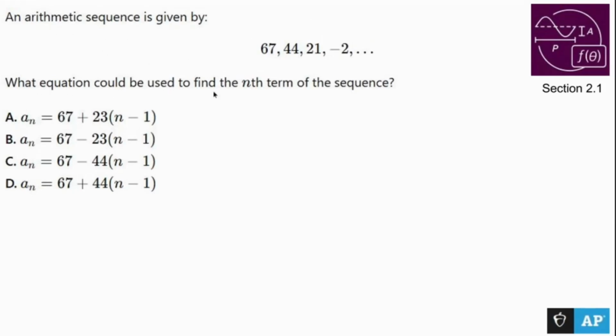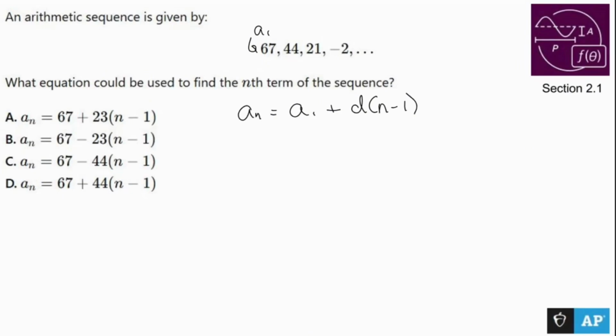So this is an arithmetic sequence, and an arithmetic sequence looks like this: a sub n equals a sub 1, which is the first term, plus the common difference times n minus 1. Sometimes people put the common difference after the parentheses. You can put it in front of the parentheses. It's all good. Now what we need to do is identify what we can. Okay, you are my first term, a sub 1.